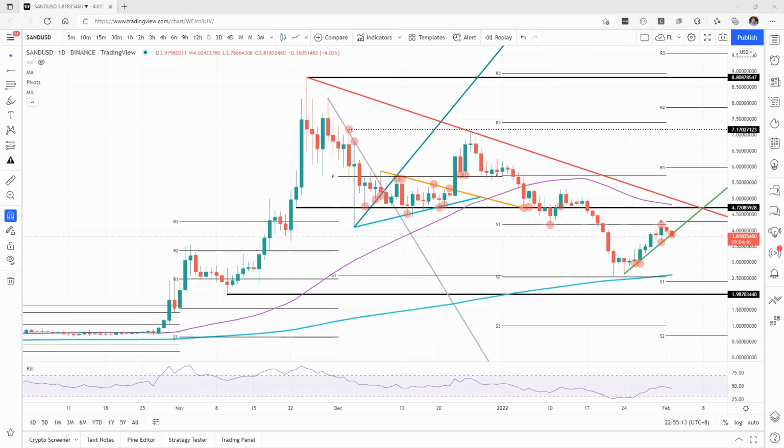Welcome to FXStreet. Today we're going to be talking about Sandbox and how it is set for a 20% gain with bull support.